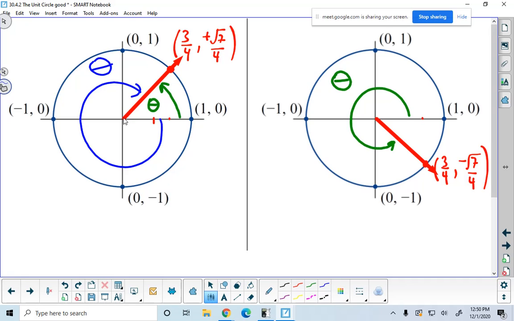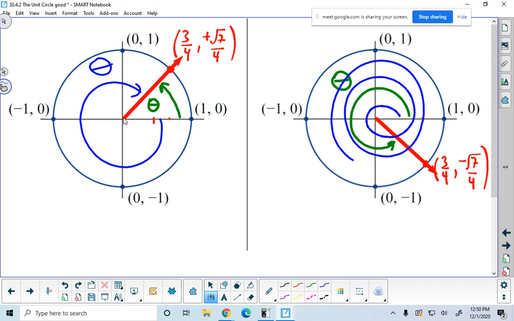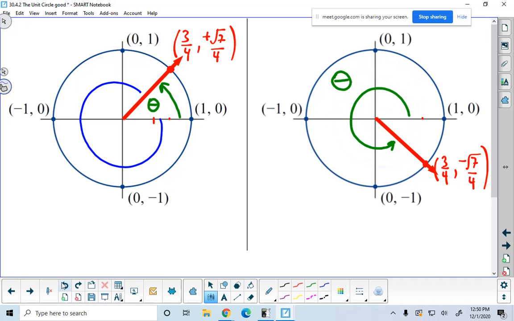You could over here say that this, don't do this, you could say that that is theta. It's not wrong. I would always recommend going with the smallest positive angle that will take you there. So any questions with that example?